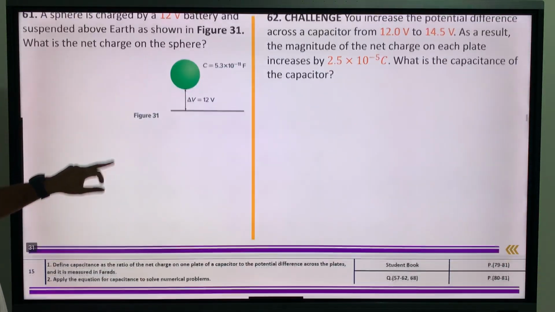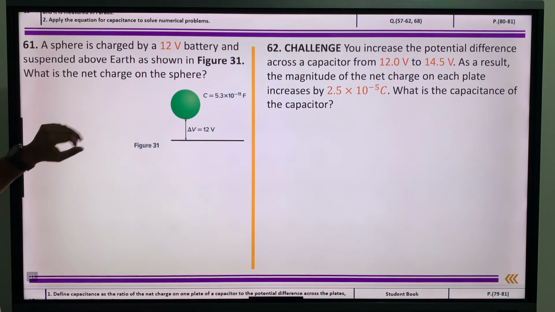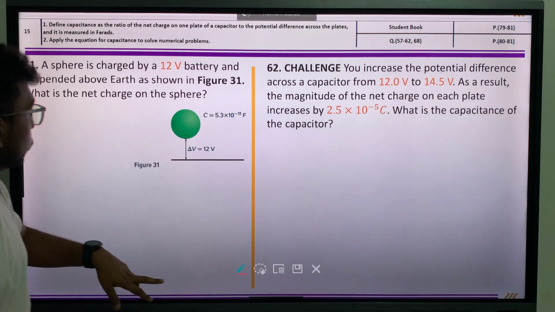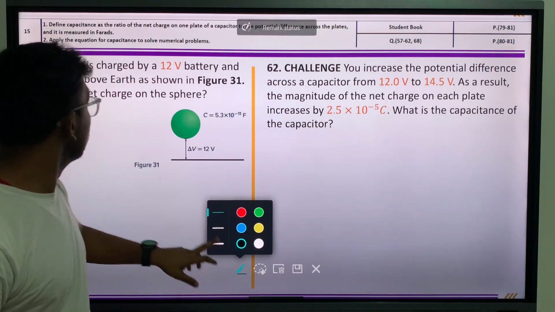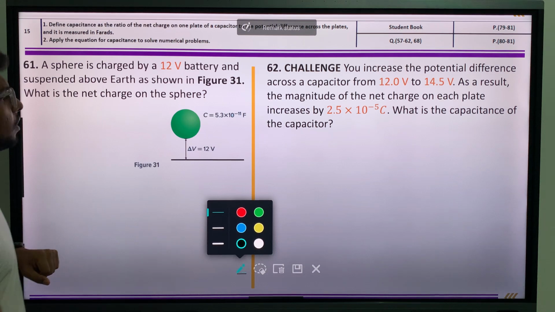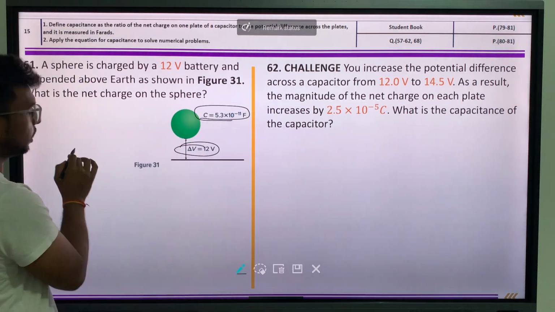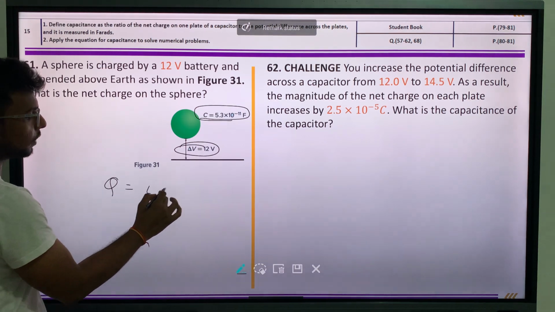Moving to the next question. A sphere is charged by a 12 volt battery and suspended above earth as shown in figure 31. What is the net charge on the sphere? It's simple. Capacitance is given to you, del V, that is the change in potential, is given to you. So the charge will come out to be C times del V.